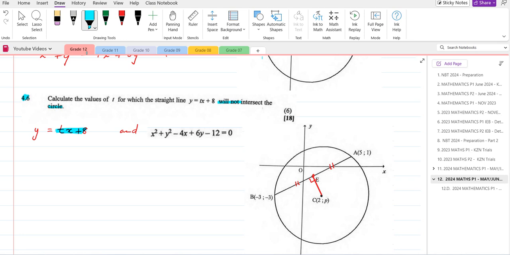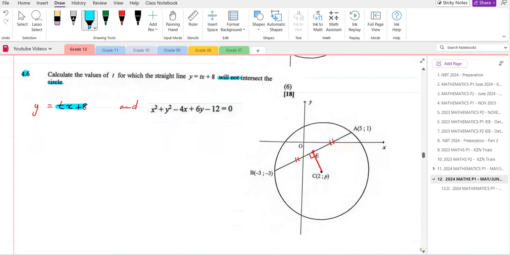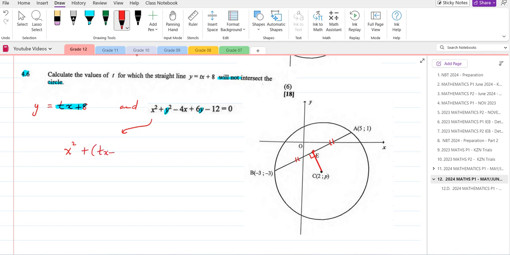Right, now let's check. We got x squared plus y squared minus 4x. So we know the value of y is tx plus 8. So let's write this out. We got x squared plus tx plus 8 all squared minus 4x plus 6 into tx plus 8 minus 12 is equal to 0. So I have a quadratic here, right? So all I've done is I've substituted the value of y inside this entire quadratic formula.